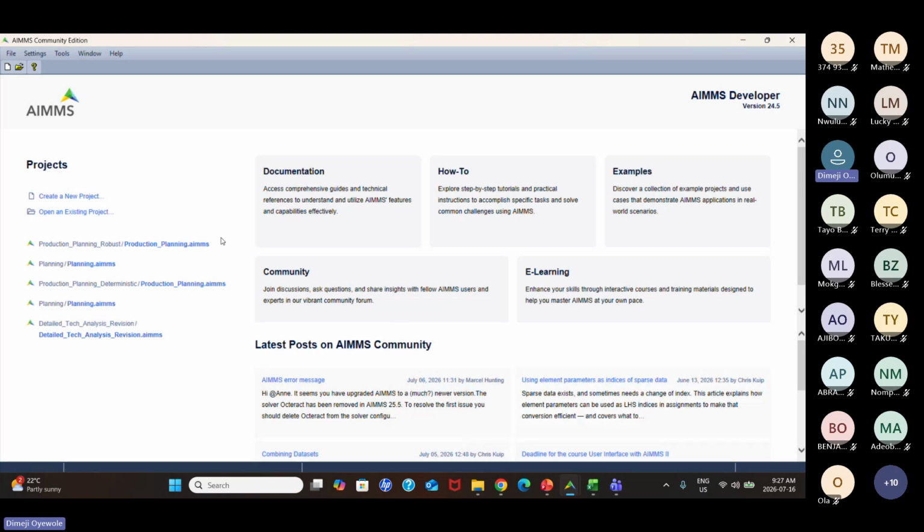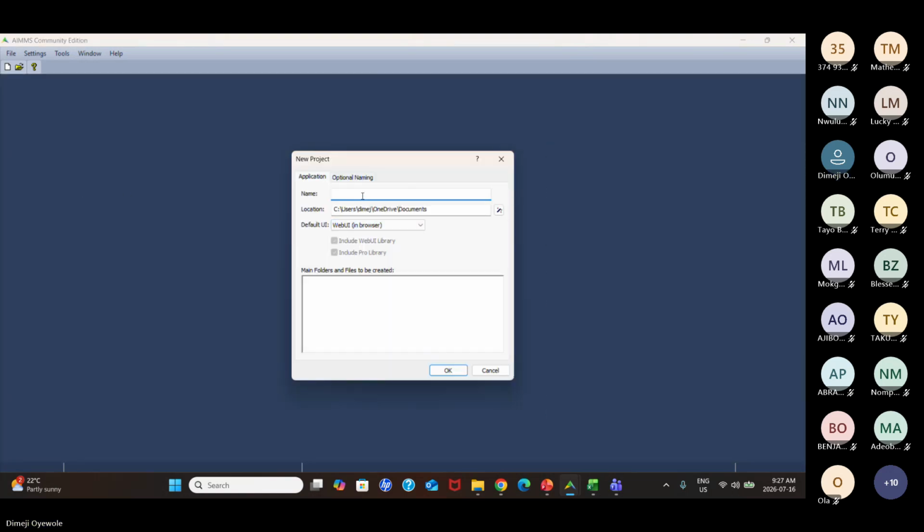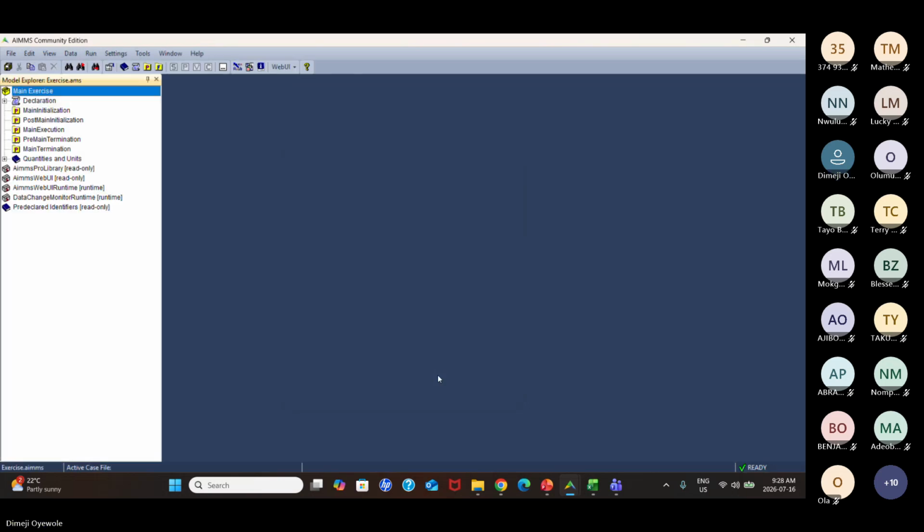So you create a new project, whatever you want to call it. You can also call it exercise. Press OK. So the first thing you want to do in AIMMS is to put in your identifiers. Your identifiers are what we talked about earlier: your sets, your parameters, your variables, your constraints.